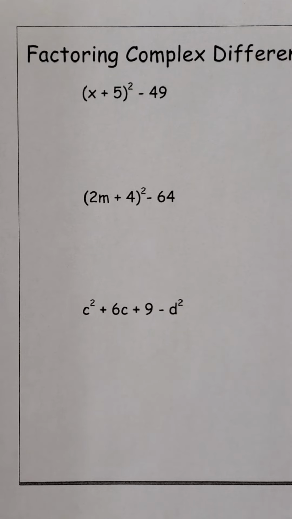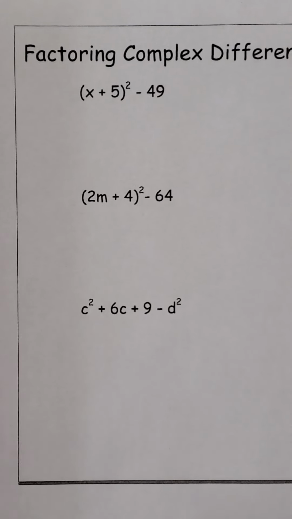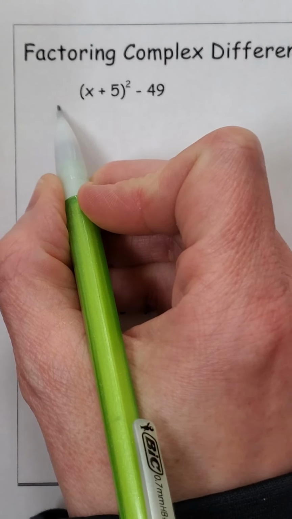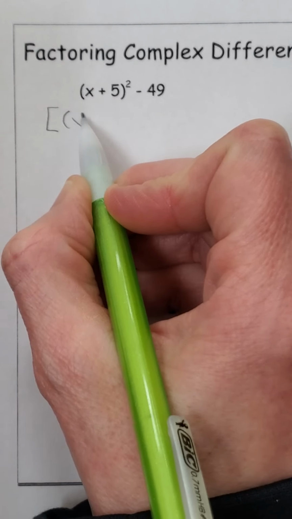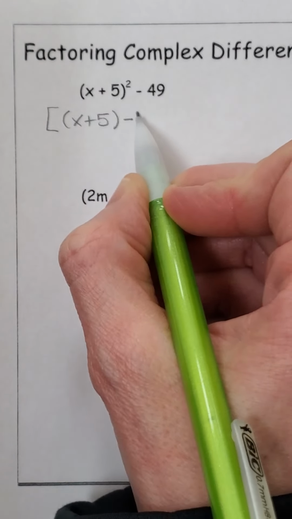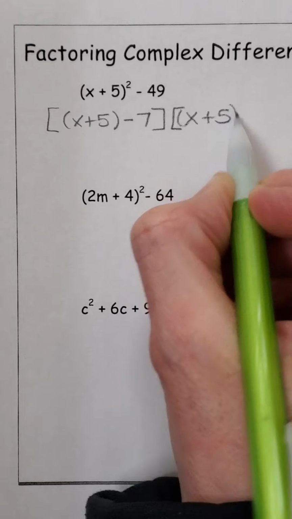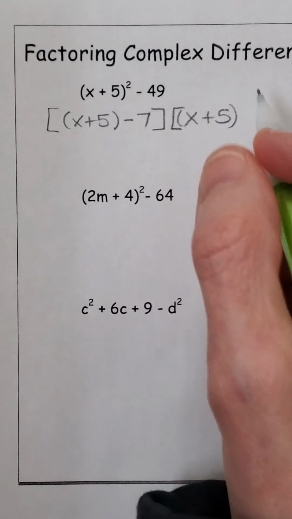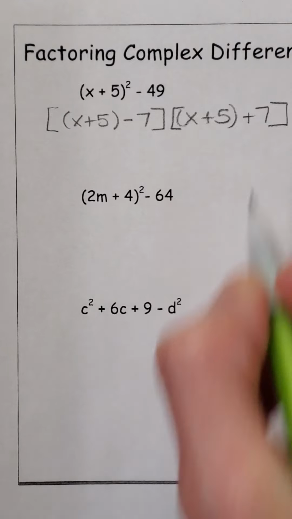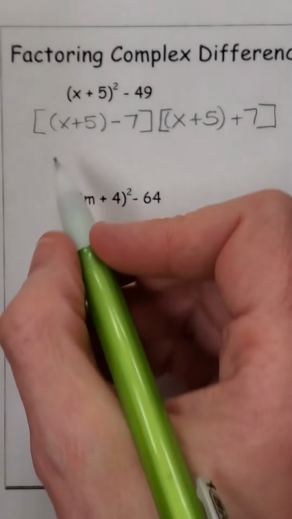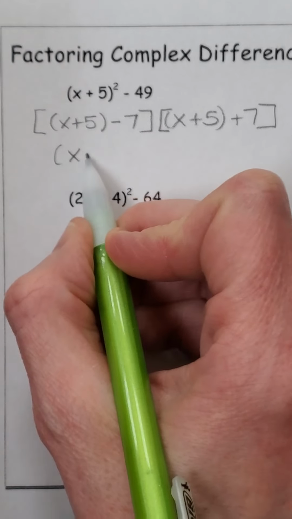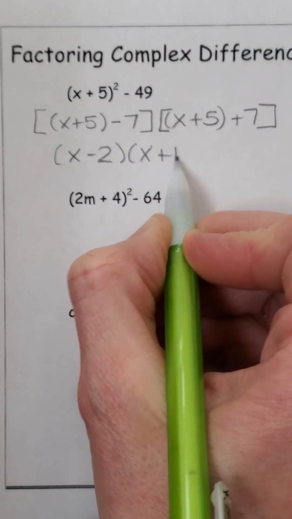So remember, when we factor difference of squares, we take the square root of the first term minus the square root of the second term, and all that multiplied by the square root of the first term plus the square root of the second term. So we're going to do exactly that. We're just going to use another set of brackets here. So square root of the first term, and of course it doesn't matter if you do the minus or the plus first, and square root of, right? So of course that's x plus 5 times x plus 5. And now we need to simplify. So we'll add what's in brackets, and we get x minus 2 times x plus 12.